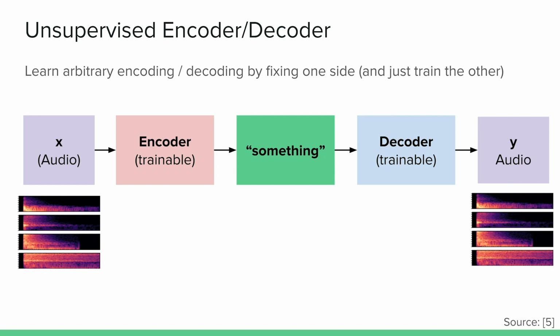This is a super exciting idea that I saw at a conference last year, that we can use autoencoders to basically learn an arbitrary encoding or decoding by fixing one side and just training the other side. So the idea would be the following. The task was to take an audio sample and produce something in the middle. So a standard autoencoder would go from this audio to something in the middle and then go back to audio, because we want to reproduce the same input.